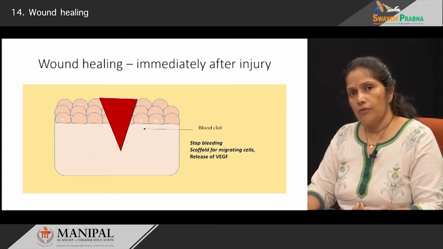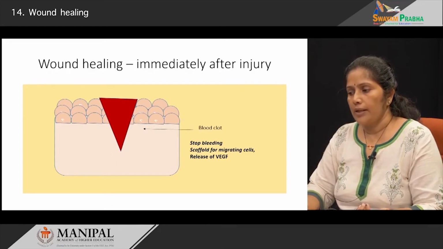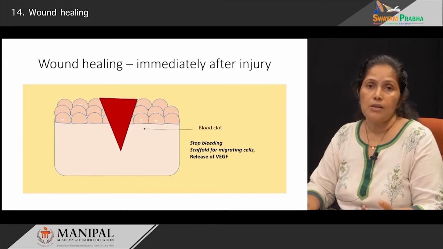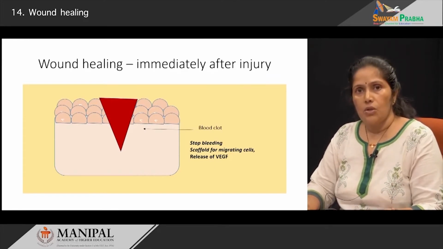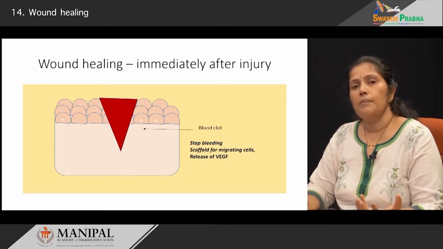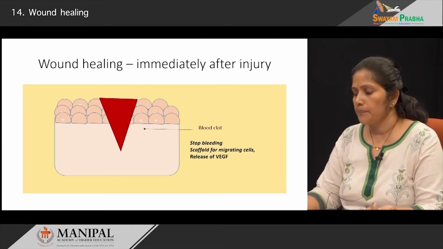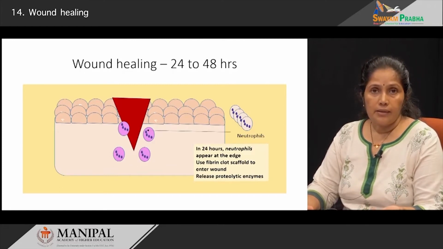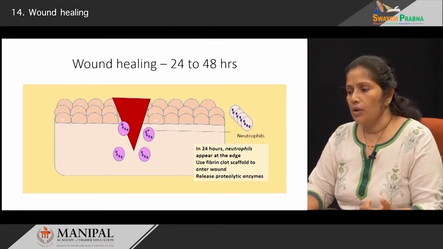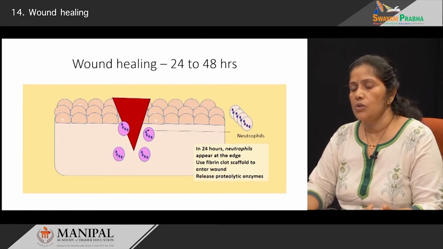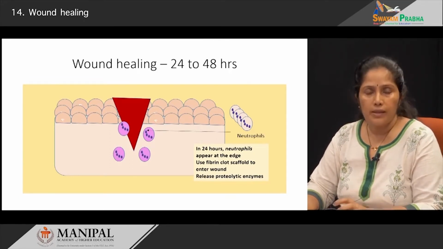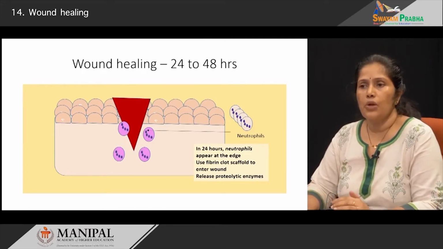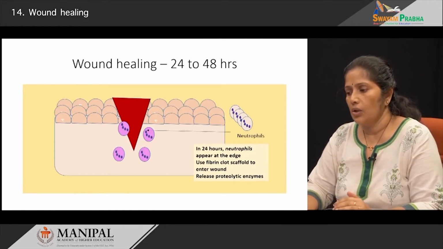There is also release of vascular endothelial growth factor, VEGF. This is what is going to help new blood vessels to proliferate. So, the formation of a clot is a very important initial process. Now, as I told you earlier, the first cells which come in are the neutrophils. Immediately after the clot is formed, within 24 to 48 hours, neutrophils will start infiltrating into the area of injury, and they will use the fibrin meshwork to travel inside the clot.